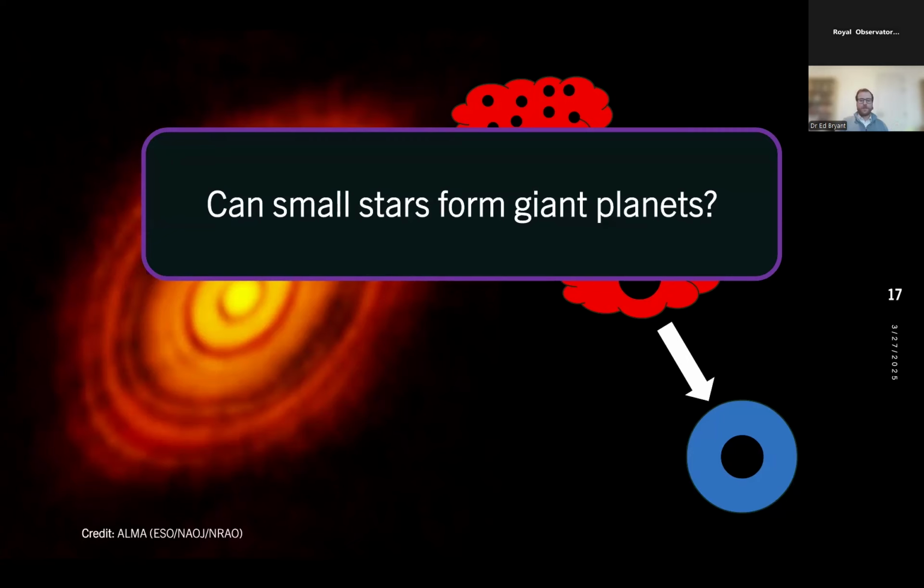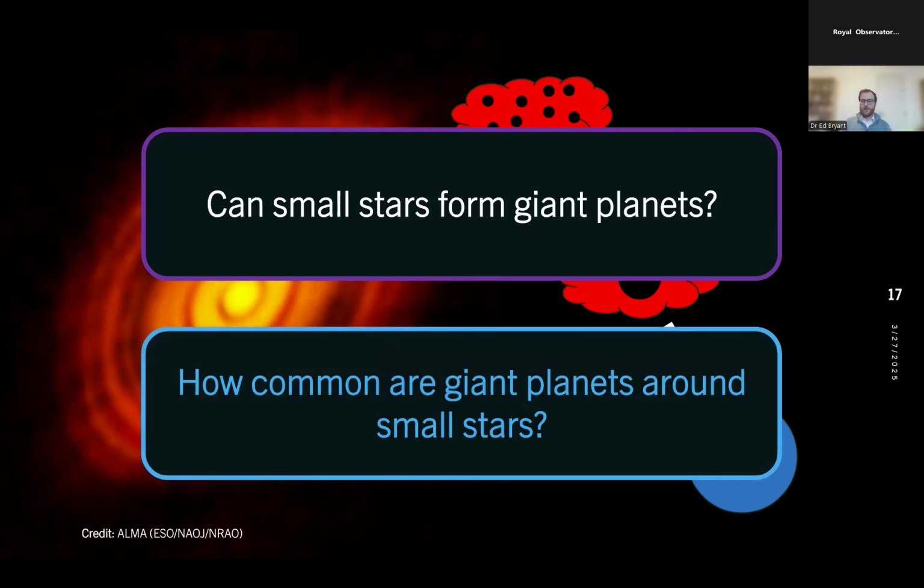Which then brings us to this other question: can these small stars form giant planets? And as I said, I am an observer, so I look at the populations. The question I try to answer is: how common are giant planets, or how rare are giant planets, around small stars? Of course, if we look at loads of these small stars and we find loads of giant planets, then that means these stars are very, very good at forming these planets, and so we need to update our theories. If, however, we look at these stars and find no planets at all, then that's good for our theories. That means these planets can't form around these stars.